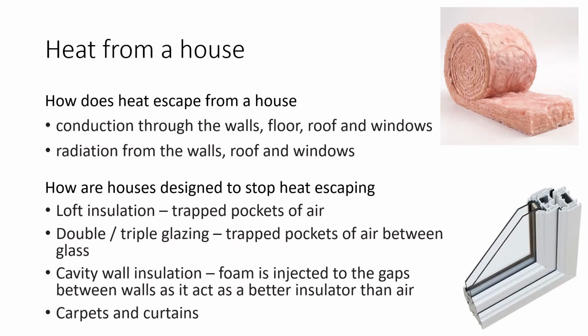In terms of how houses are designed to stop heat escaping, well, there's lots of different examples. We've got loft insulation, which is of course the top right picture with the fiberglass, and it's got big pockets of air in there to try and trap that heat. We've got double glazing or even triple glazing, which is again layers of glass with air pockets trapped in between them. We've got cavity wall insulation, which is where foam is injected into the gaps between walls, and foam is actually a better insulator than air. It actually has a lower U value.